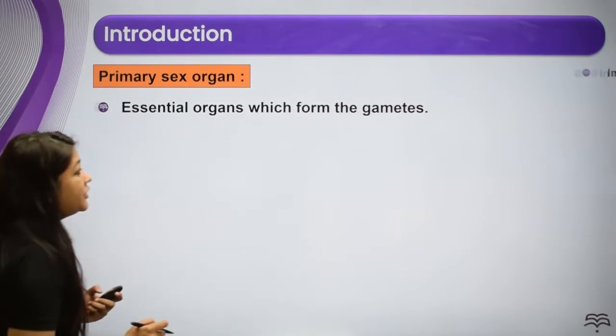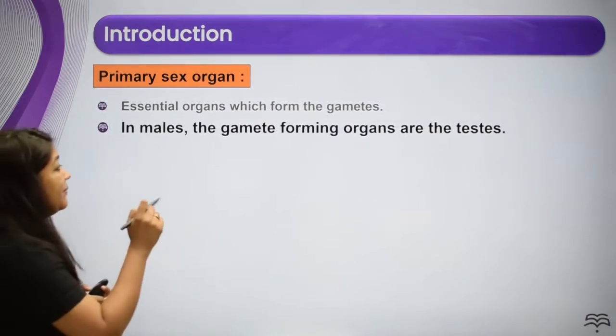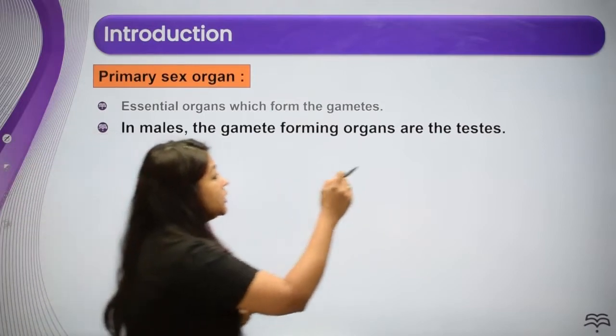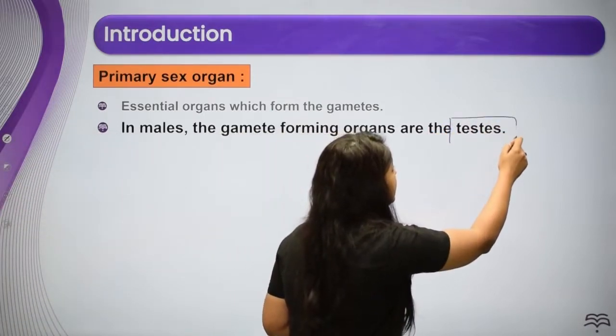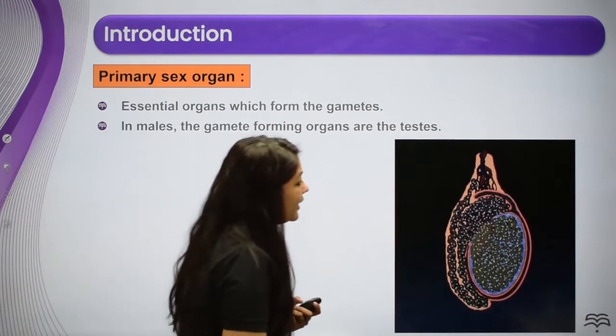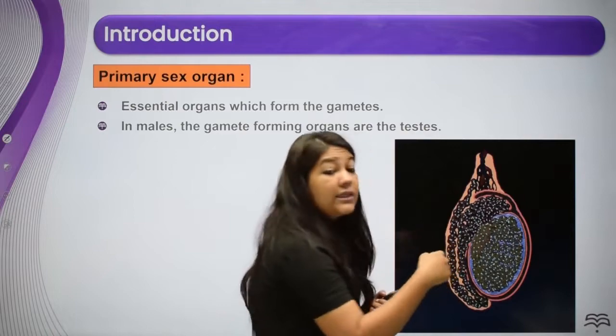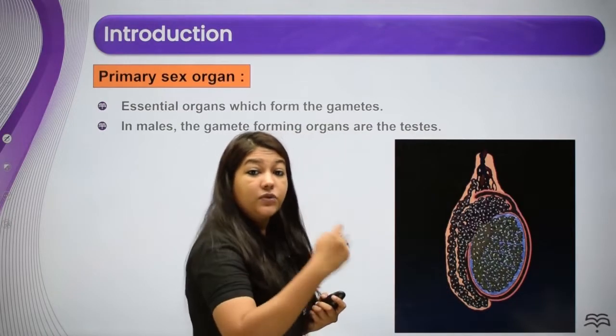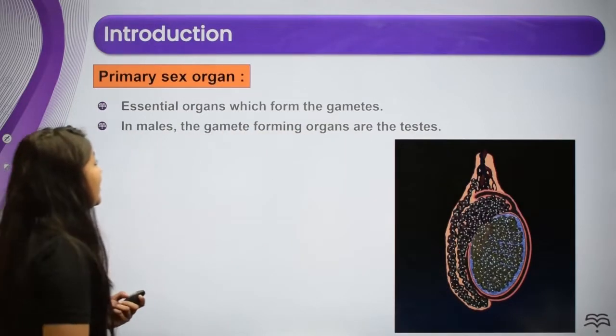Alright, let's move further now. See, in males, the gamete formation organs are the testes. Important. Alright, next. See here, a beautiful diagram of testes is given. We are going to understand this entire structure as we proceed further in this chapter.